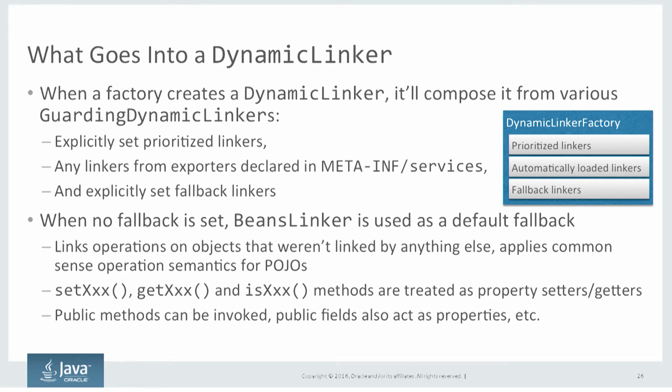The beans linker, by the way, is the default fallback. As mentioned, it turns property accesses into things that work if the target object conforms to the Java Beans conventions. So, for instance, an access of the form obj.color will be turned into an object getColor invocation if that is available, or into a field access, whatever the public property, the publicly visible property is.